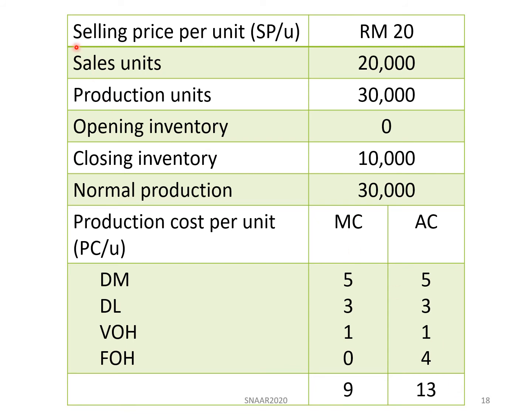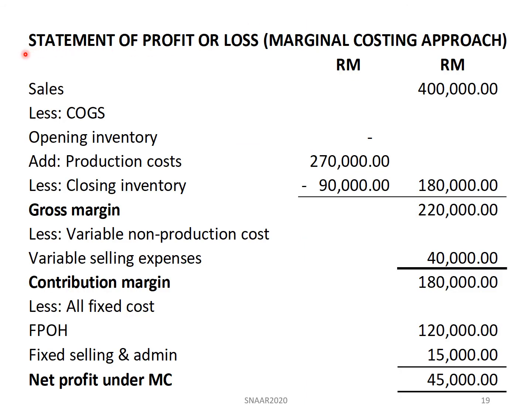So, bila you dah dapat the 7 information, 1, 2, 3, 4, 5, 6, 7, then you are ready to do your SOPL. Right, this is your statement of profit or loss under marginal costing. So, first one adalah sales. How do you get 400,000? It is the selling price per unit darab dengan the sales units. Dan this sales unit akan sama je, marginal ataupun absorption. Yang bezanya adalah dekat production cost. So, opening inventory, both methods pun akan jadi 0 sebab dia tak ada opening inventory.